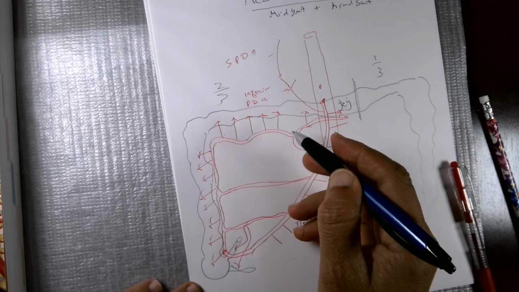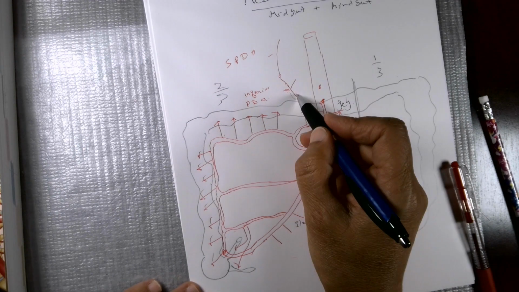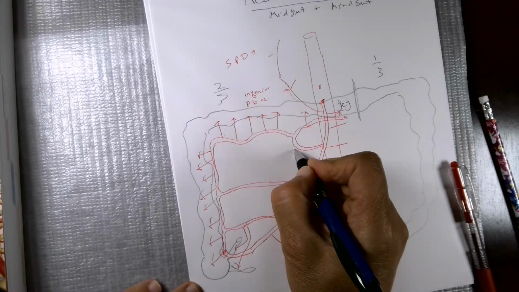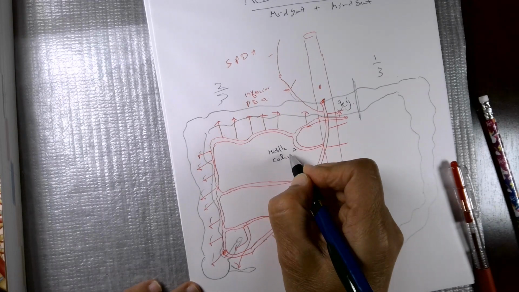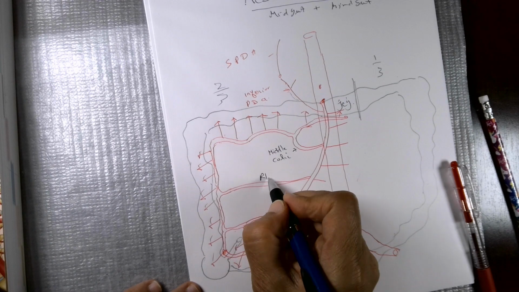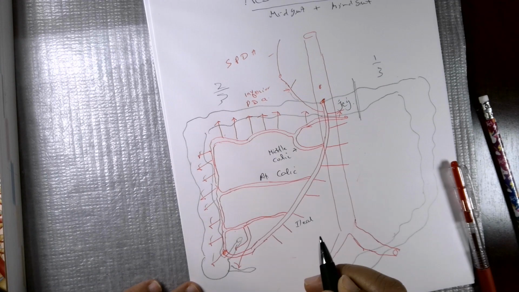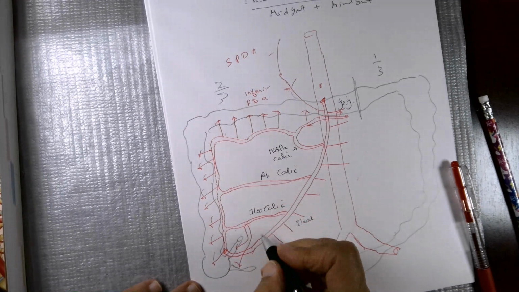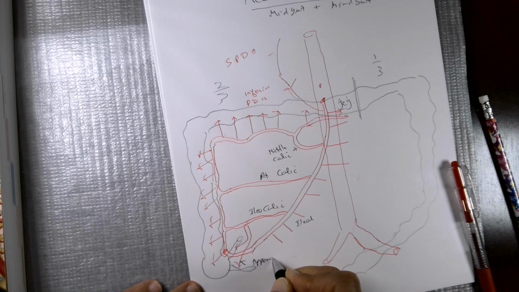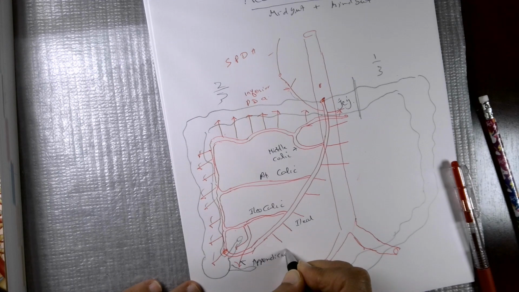So let us give names. This one is inferior pancreatico-duodenal. This one is called middle colic. This one is called right colic. This one is called ileocolic. This one is called appendicular, cecal.